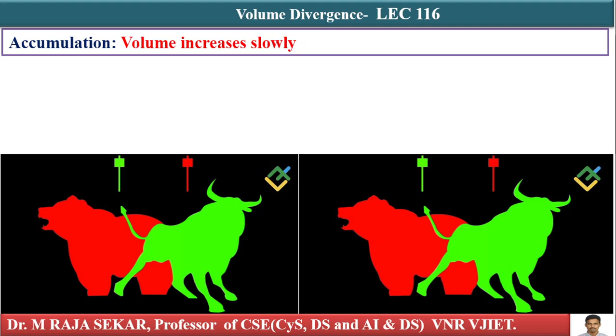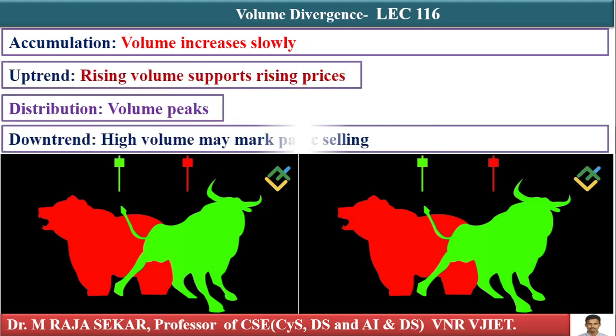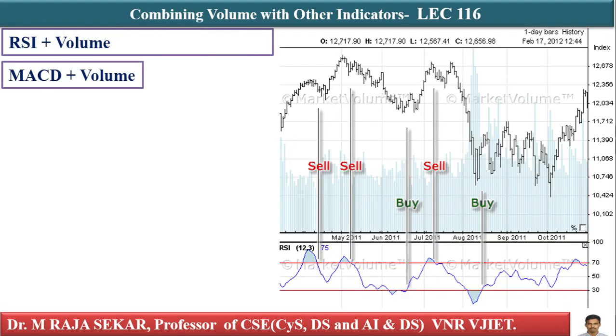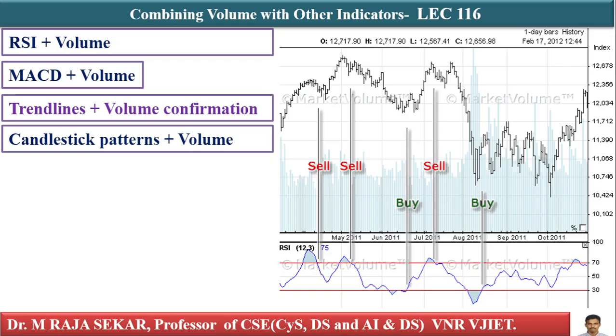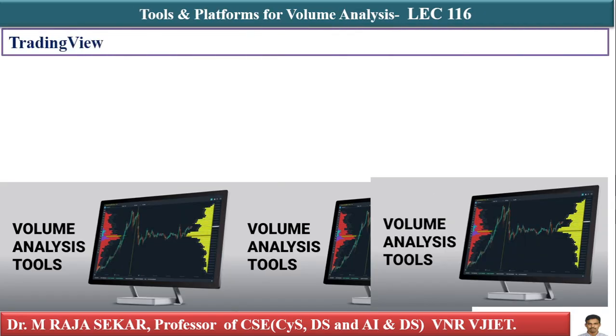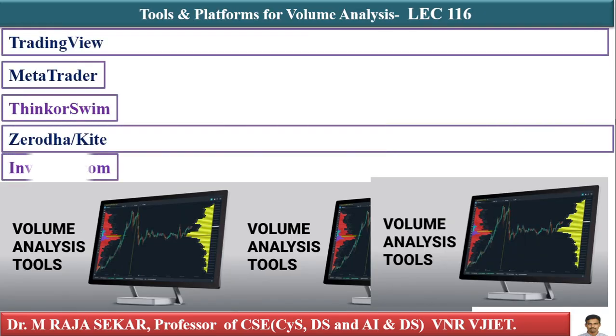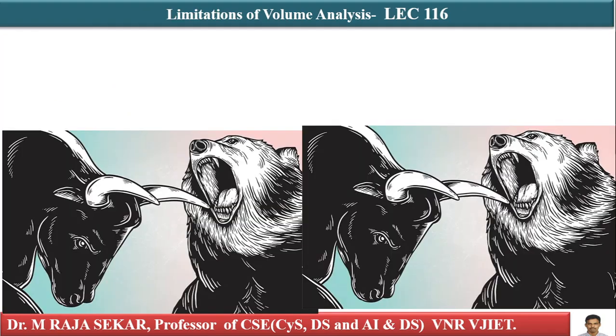Accumulation means volume increases slowly. Uptrend, these we already discussed. You have to use volume with RSI. We already discussed what RSI is. RSI plus volume, MACD with volume, trend lines with volume confirmation, candlestick patterns with volume, combining volume with other indicators. We will discuss in future lectures how it works. There are different platforms where you can see volume analysis: TradingView, MetaTrader, Thinkorswim, Zerodha, Investing.com.